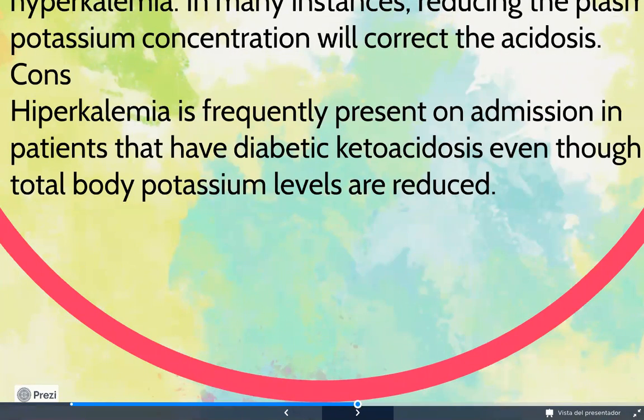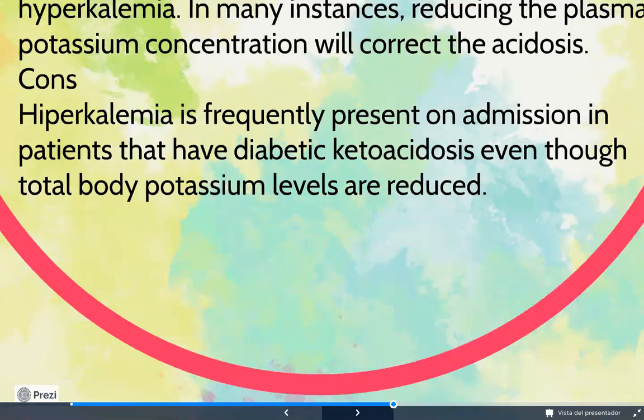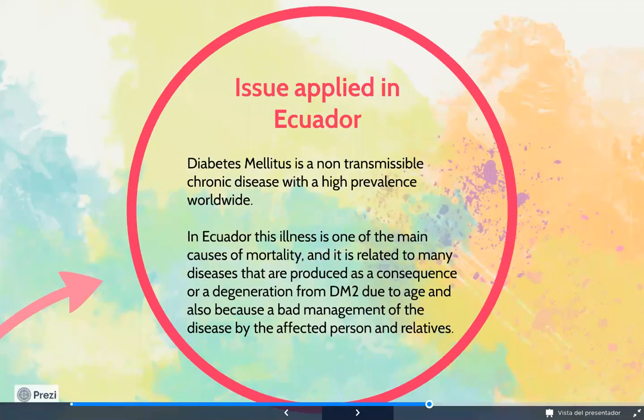Cons. Hyperkalemia is frequently present on admission in patients that have diabetic ketoacidosis, even though total body potassium levels are reduced. Issue applied in Ecuador.